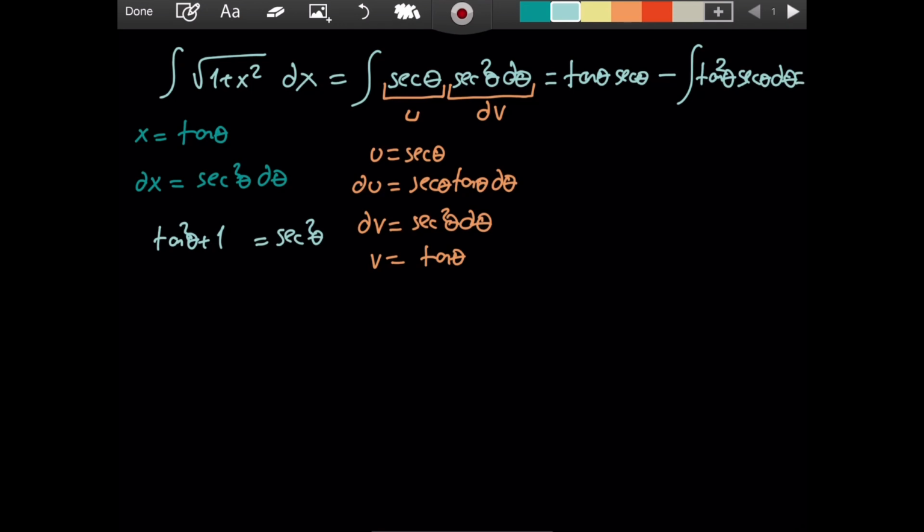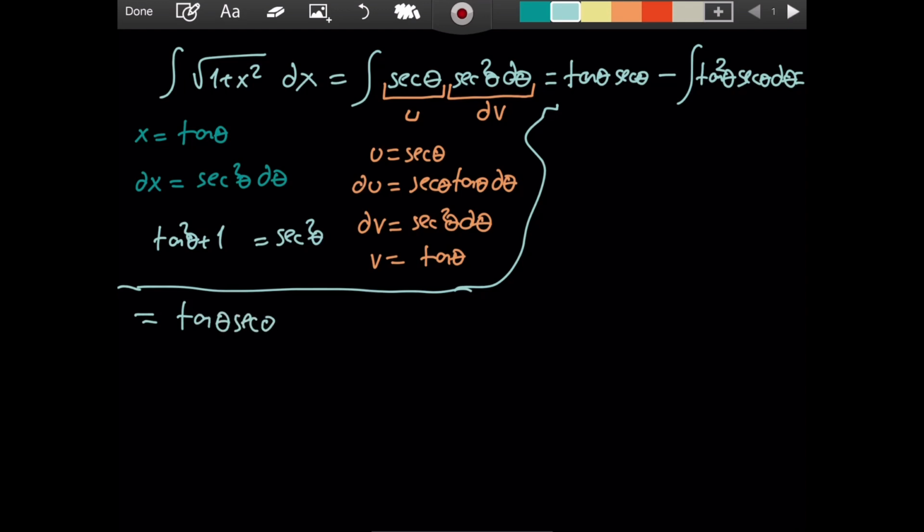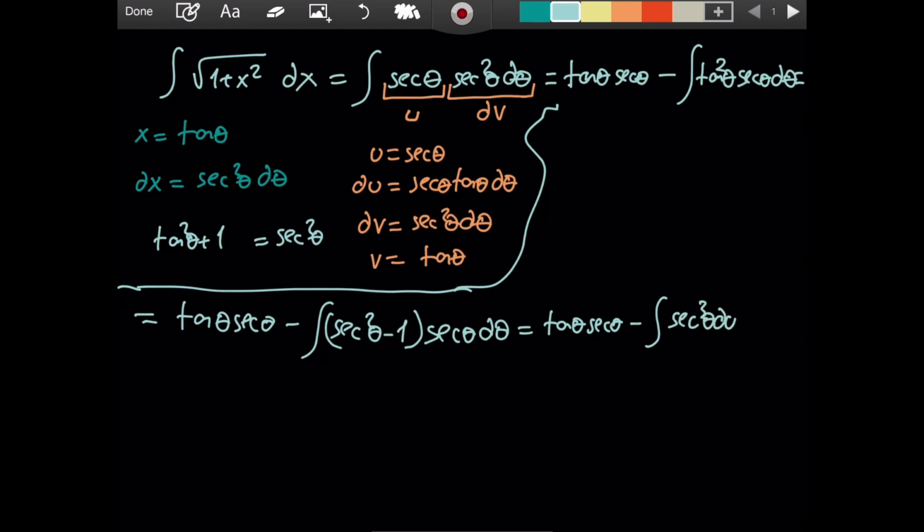Now let's continue. I will kind of separate these. So we have tangent theta secant theta minus. For tangent squared, I will make a substitution using this, so I will substitute secant squared theta minus 1, times secant theta d theta. And so if I now distribute the multiplication, we will have tangent theta secant theta minus the integral of secant cubed of theta d theta, then a minus minus, so that's a plus integral of secant theta d theta.